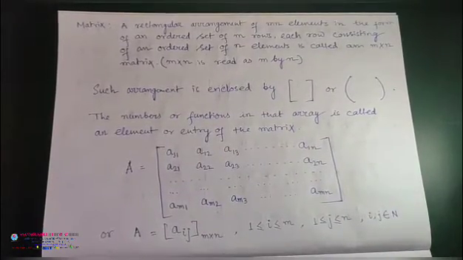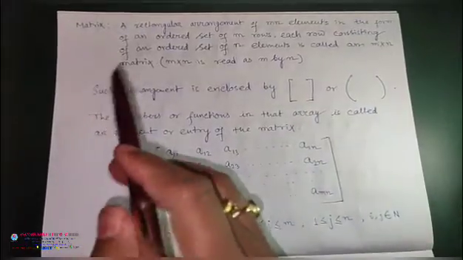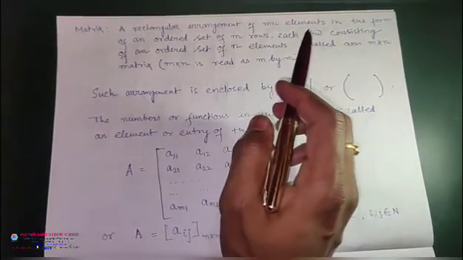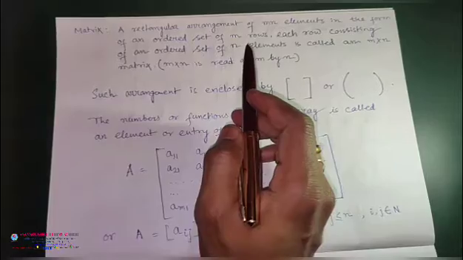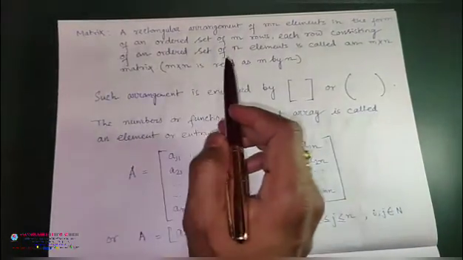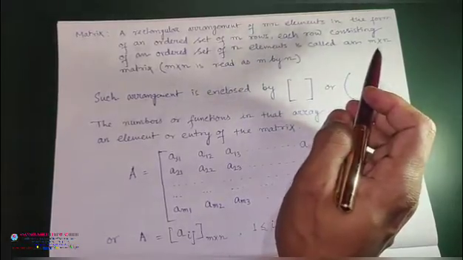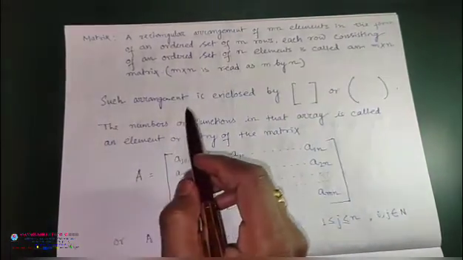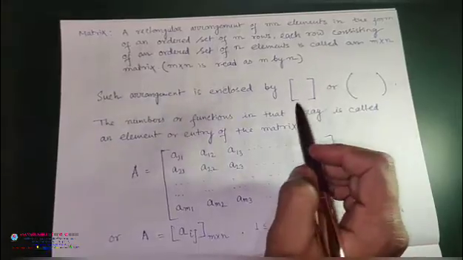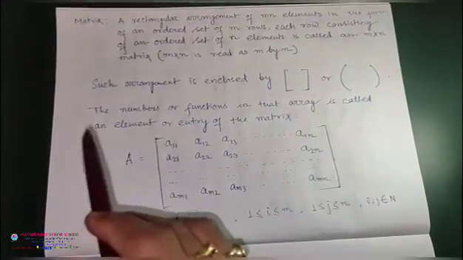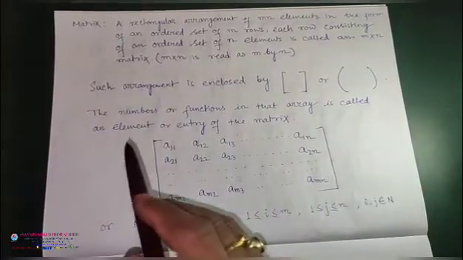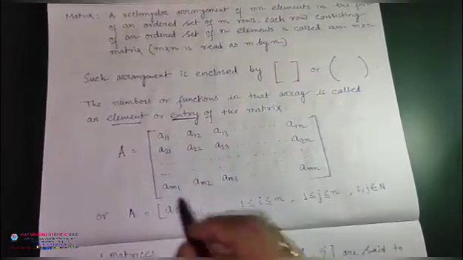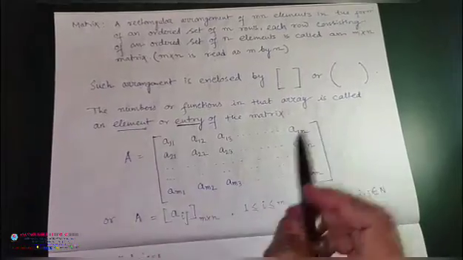So from the above discussion we can conclude the definition of a matrix as this: a rectangular arrangement of mn elements in the form of an ordered set of m rows, each row consisting of an ordered set of n elements, is called an m by n matrix. Here m cross n is read as m by n. Such an arrangement is enclosed by either third brackets or first brackets. The numbers or functions in the array are called an element or entry. So inside a matrix, these numbers are called elements or entries of the matrix.